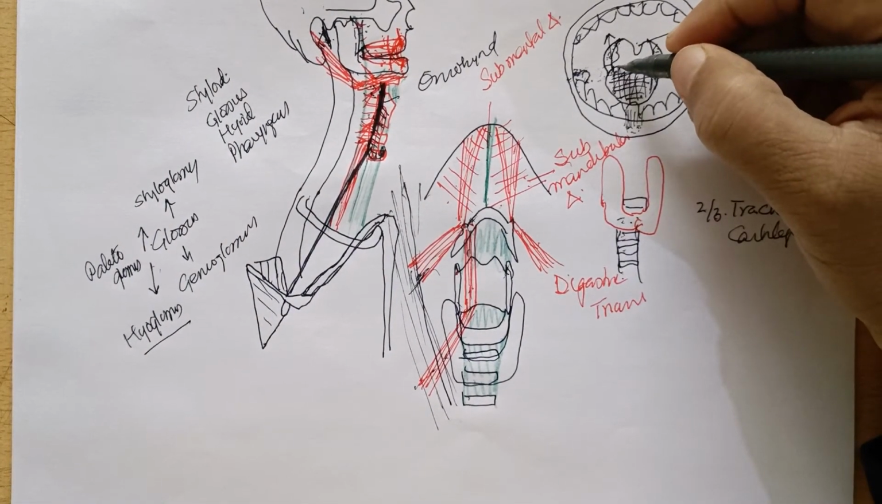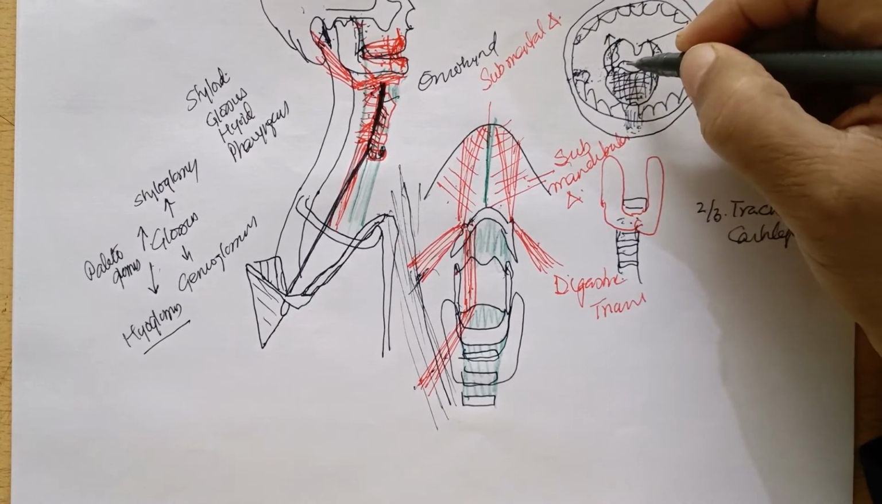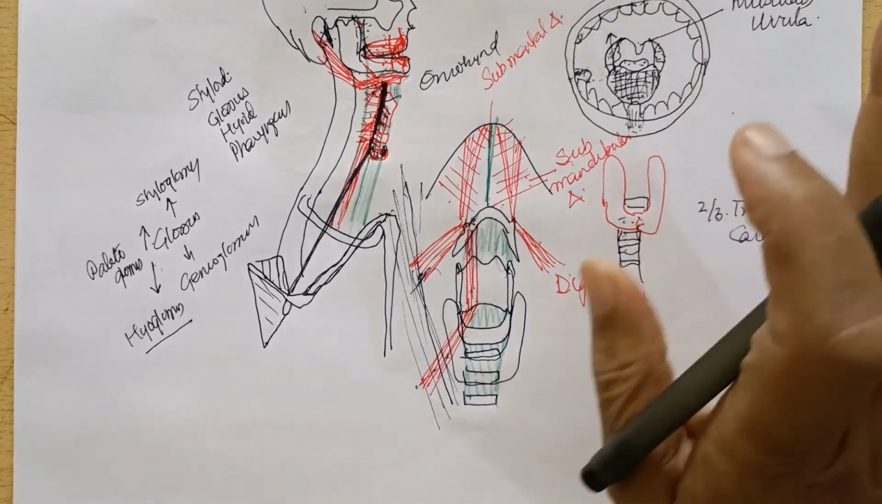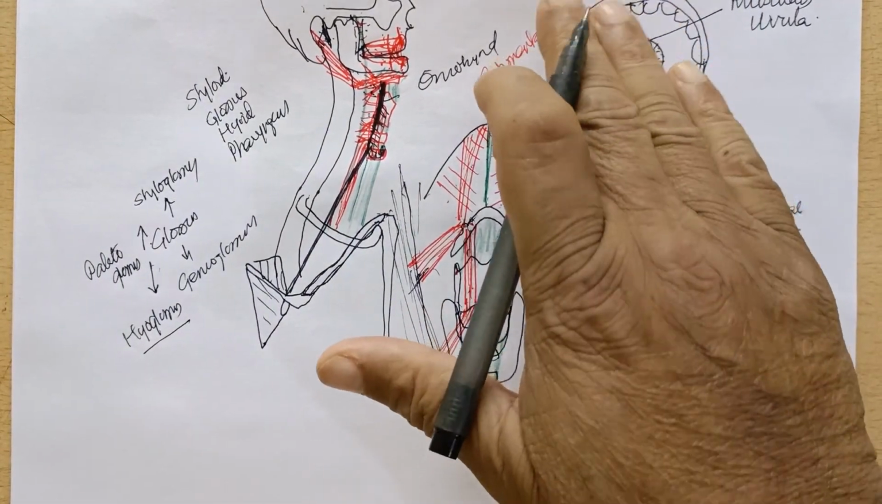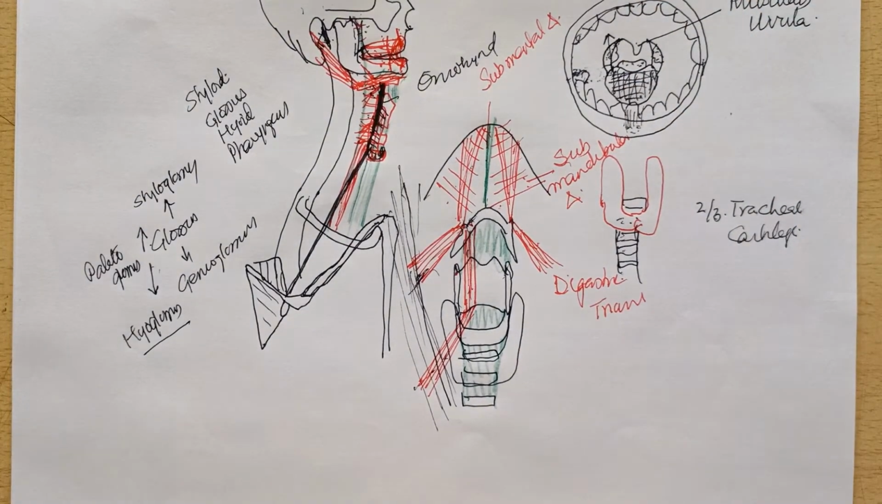And sometimes behind the tongue you can see a cartilaginous structure here, which is the epiglottis. Now this epiglottis would sort of shut over the larynx when the tongue tries to deglutinate. Okay.